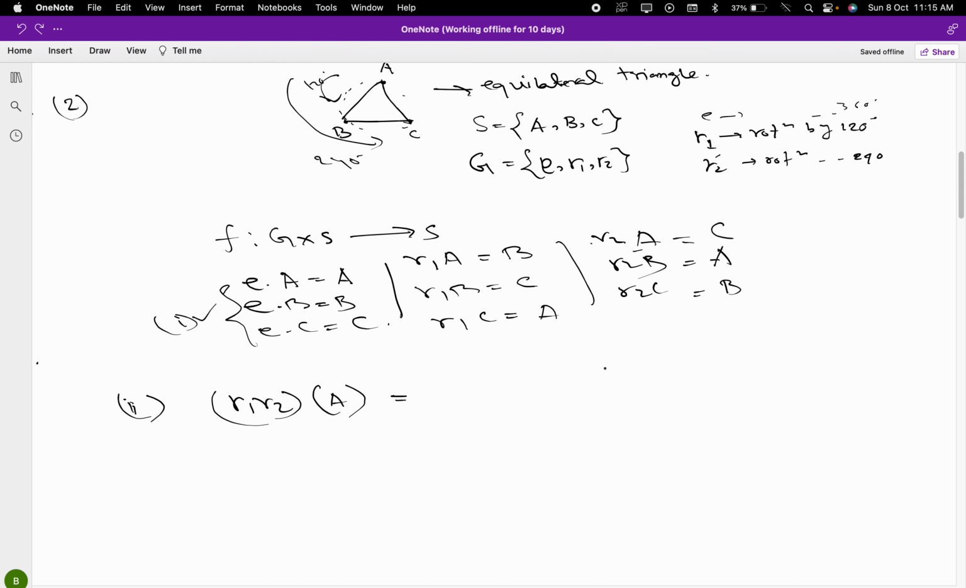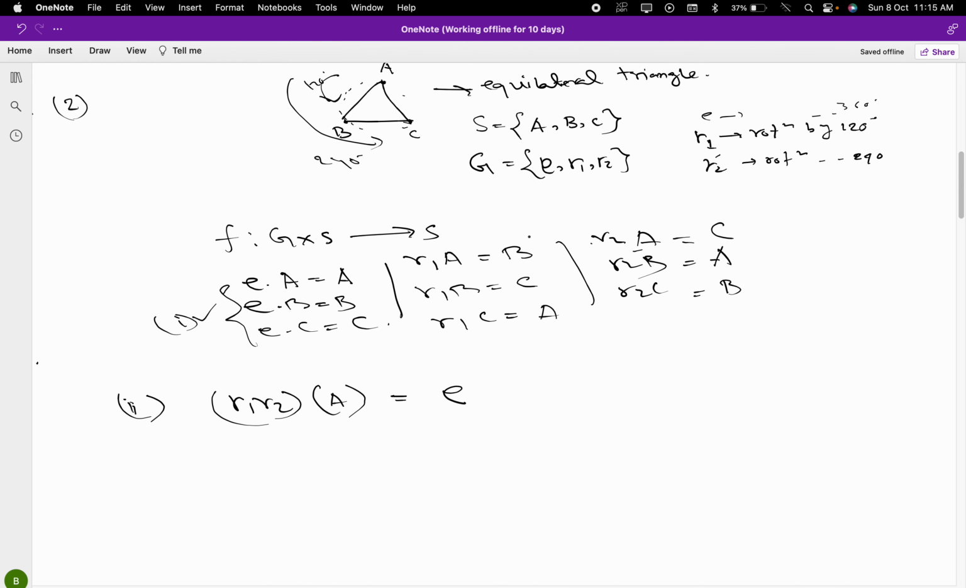R1 is a rotation by 120 degrees, and R2 is a rotation by 240 degrees, right? So 120 and 240 add up to 360, and R1 R2 will give us the identity, of course. R1 is an element of order 3, and R2 is an element of order 3.